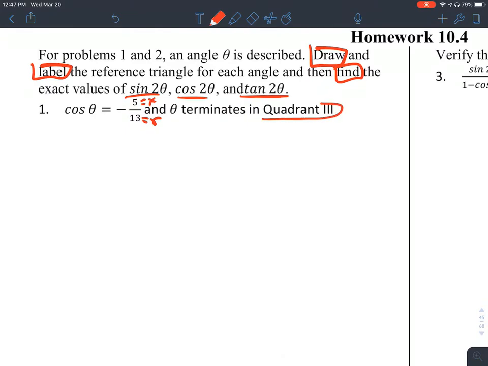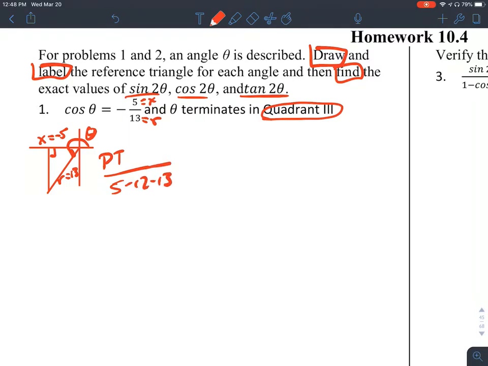This says that we are terminating in quadrant 3, so that means that our reference triangle is going to be down here in quadrant 3, making an angle like so. That angle's theta. As always, we have to know what x, y, and r are. We know x is negative 5. We know r is 13. To figure out what y is, use the Pythagorean theorem, or if you know your Pythagorean triples, this is a 5, 12, 13 right triangle, which makes y negative 12.